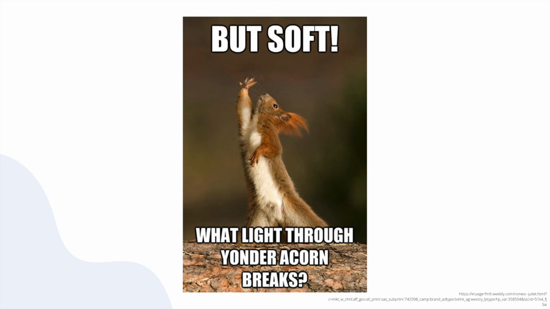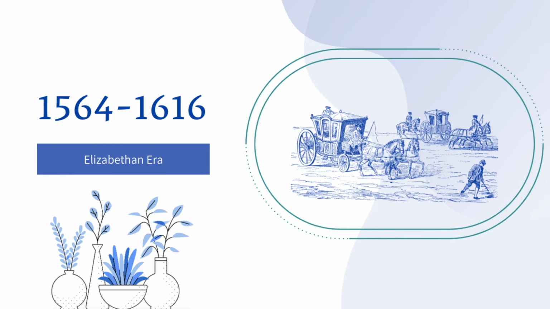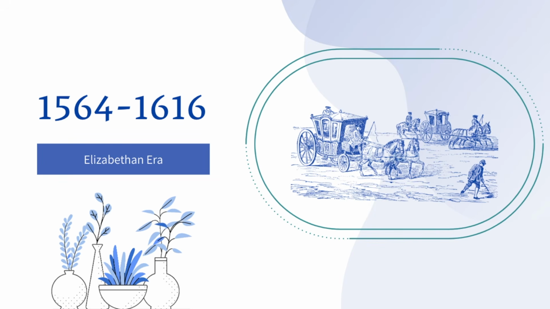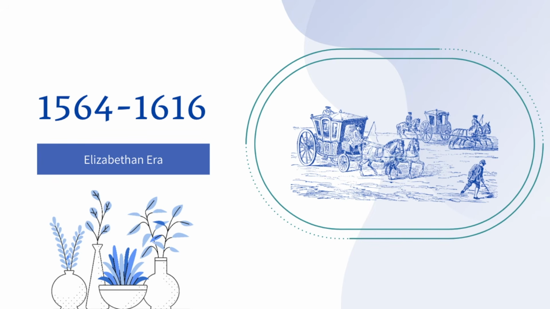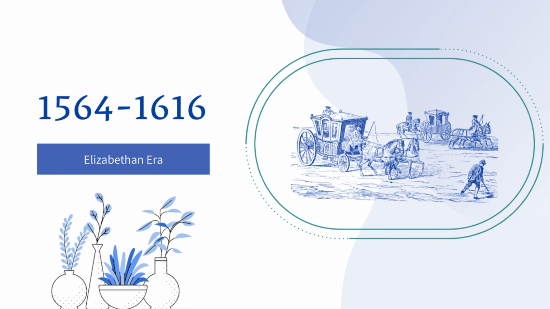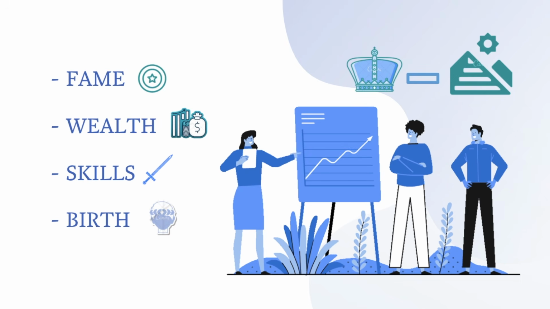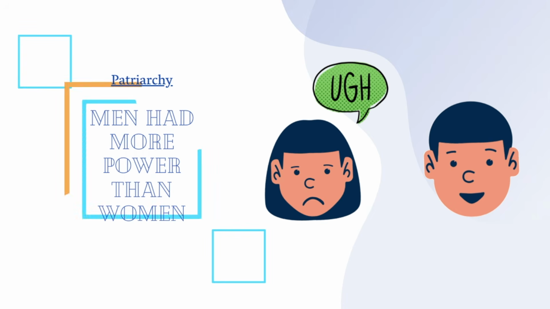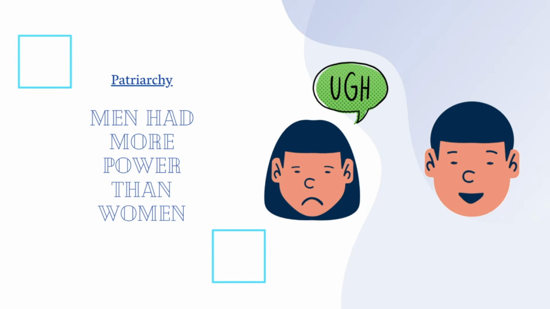First thing, we need to know a little bit more about Shakespeare and his time. Shakespeare lived from 1564 to 1616, a time period known as the Elizabethan era. During this time, social class was considered to be the base of society, as it divided people by fame, wealth, skills, and birth. Patriarchy also made an essential part in Shakespeare's time, since men held much more power over women.